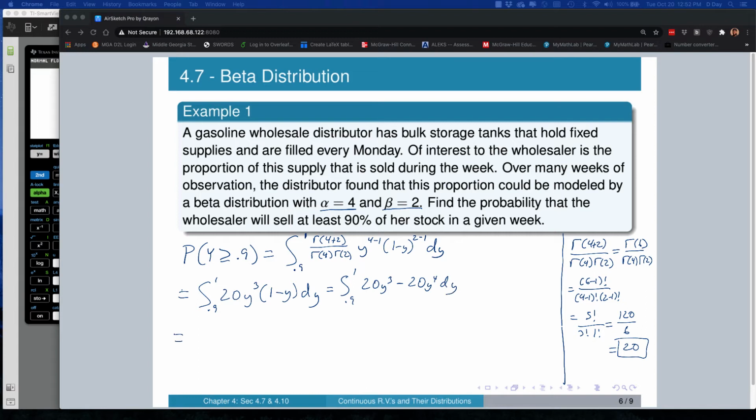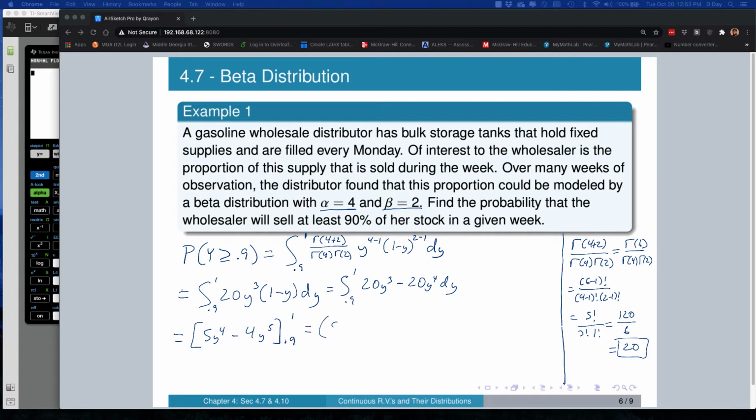So the integral of 20y cubed should be 5y to the fourth, minus the integral of 20y to the fourth, which should be 4y to the fifth. Double check myself over here. 4 times 5 is 20. Take away 1 from 4, it'd be 3. 5 times 4 is 20. Take away 1 from 5, we get 4. So that's still good. From 0.9 to 1.